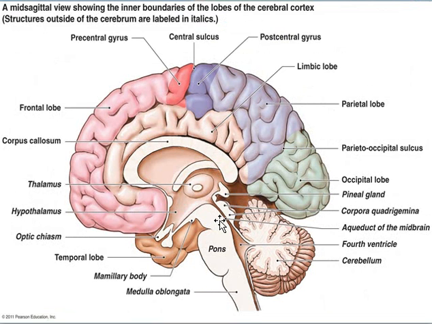Another classification of the brain: forebrain, composed of the cerebrum and diencephalon. The diencephalon is the area of the thalamus and the hypothalamus. Then the midbrain, and the hindbrain. The hindbrain is composed of the cerebellum, pons, and medulla oblongata. So, the brain is classified as forebrain, midbrain, hindbrain, or classified as cerebrum, cerebellum, and brainstem. The brainstem is composed of the midbrain, pons, and medulla oblongata.